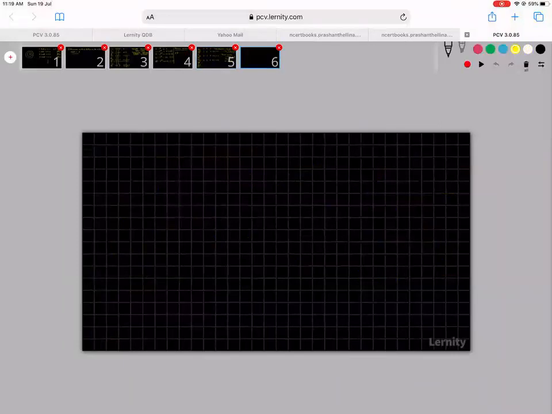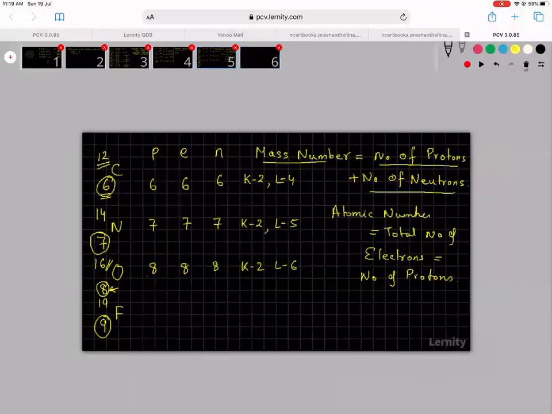So for oxygen, next is fluorine. Fluorine, this is 9, this is 9, this will be 10. Then K shell, there will be 2 electrons. L shell, there will be 7.